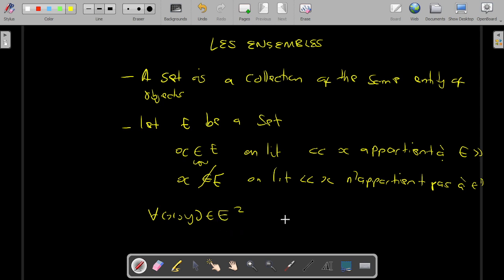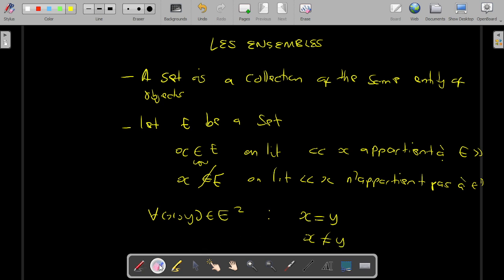Whenever x is equal to y, we are going to use this symbol, and you read it as x est égal à y. Whenever x is not equal to y, then we're going to write something like this. So x is not equal to y. All right. So this is your introduction.